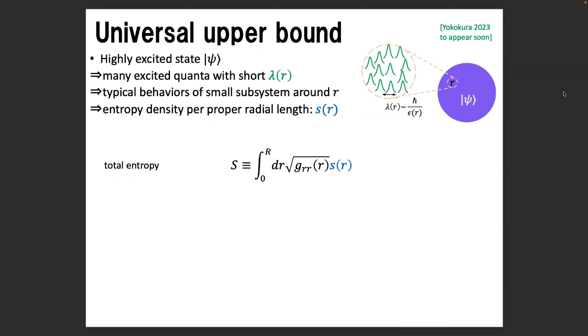Short. And if you focus on a small subregion around a point, inside that small subregion you have many excitations. Using such large numbers, you can use a statistical argument, right? According to the usual statistical mechanics. Using such typical behavior, you can evaluate the entropy density, small s. This entropy density is a density per proper radial length, so the total entropy is defined like this.